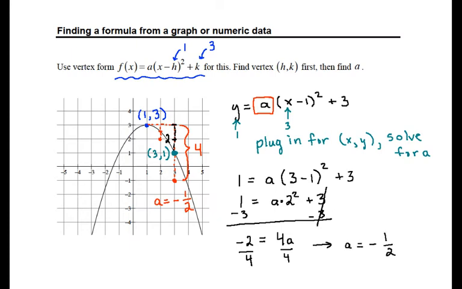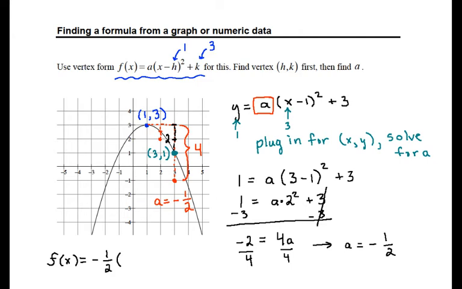I do have to express a final answer. I can't just solve for a and then stop. I now need to rewrite my whole function using the values I've found for a, h, and k. So this is f of x equals, my a I decided was negative 1/2.